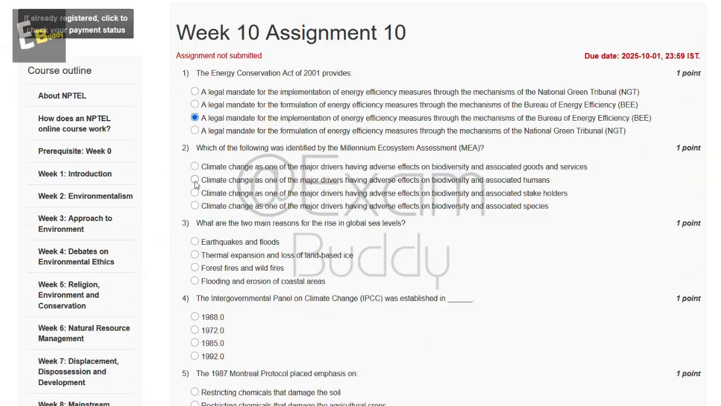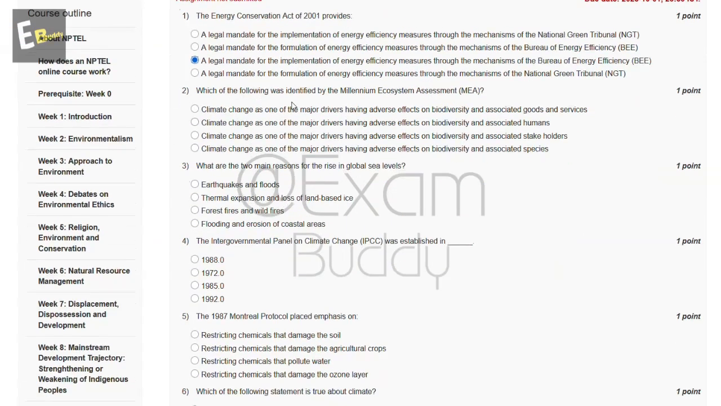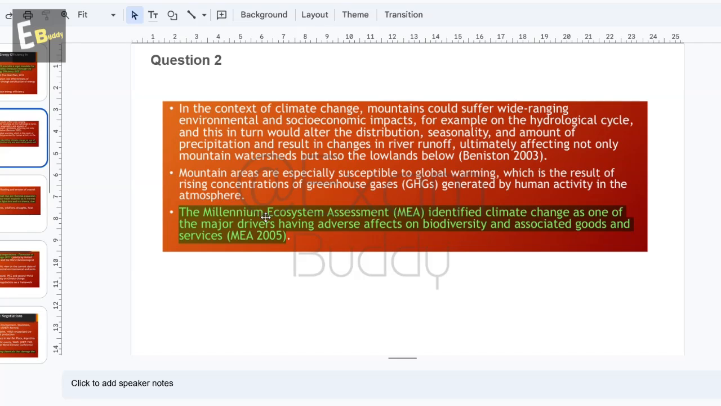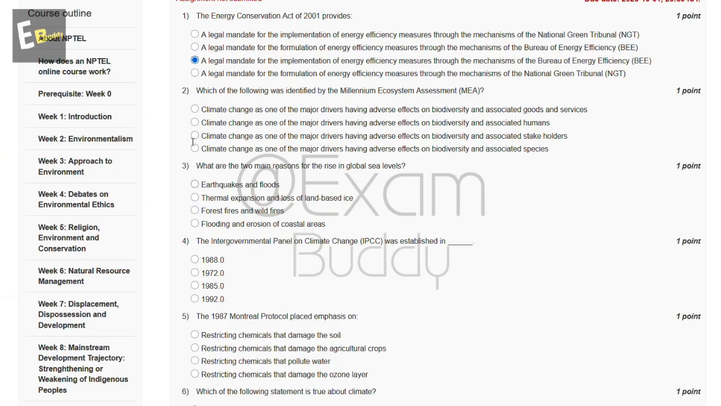Now, the second question is which of the following was identified by the Millennium Ecosystem Assessment MEA? So, these are the options. And now, let's check the answer of our second question. So, the answer is the Millennium Ecosystem Assessment MEA identified climate change as one of the major drivers having adverse effects on biodiversity and associated goods and services, MEA 2005. So, the answer of our second question is B.